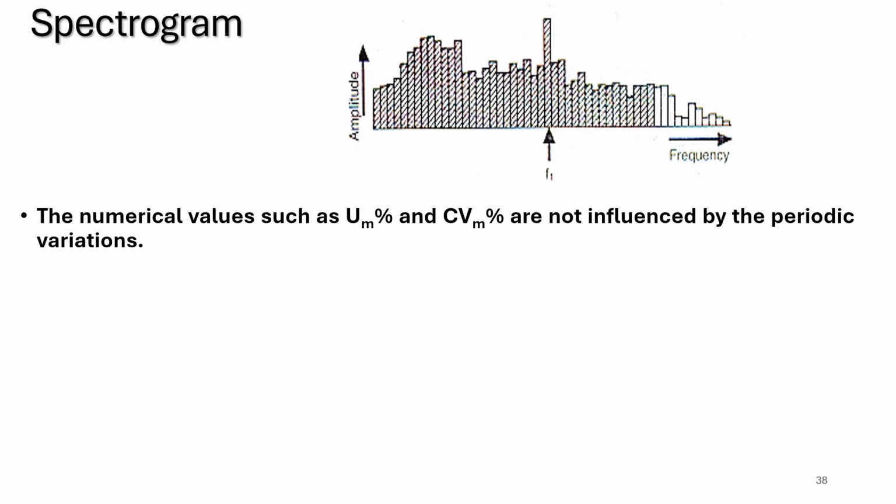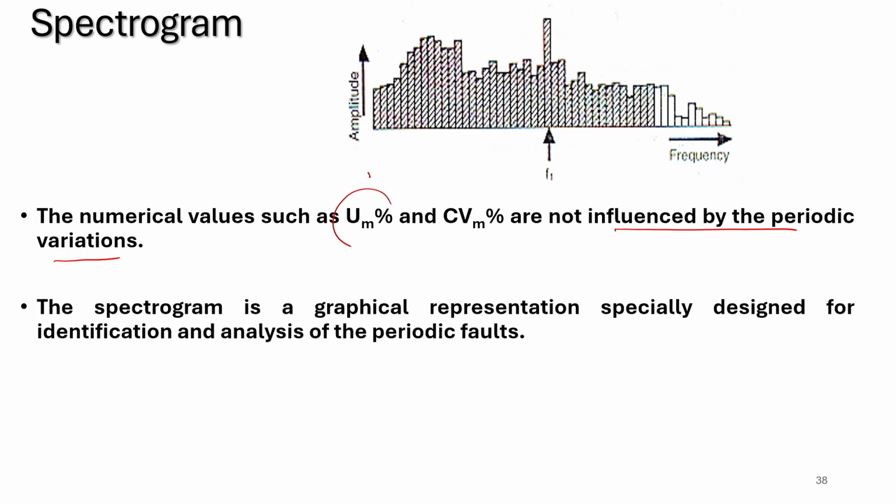The numerical value of U percent and C percent are not influenced by the periodic variation. So, the spectrogram will not be able to identify the numerical value or segregate the two products with higher U percent or lower U percent. It can only identify the periodic fault. The spectrogram is a graphical representation specially designed for identifying and analyzing periodic faults.